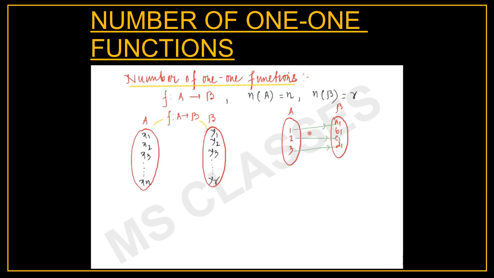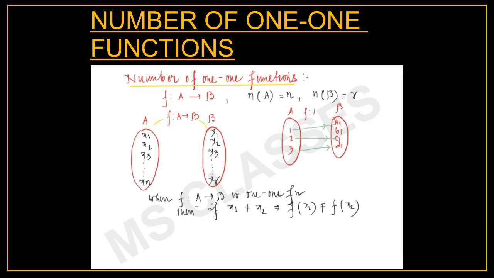So when we say a one-one function, the definition all of you know: when f maps from A to B is a one-one or injective function, then if x1 is not equal to x2, this implies f(x1) is not equal to f(x2). Now that is the formal definition. That is a very important criterion, and with that, there is another important criterion.